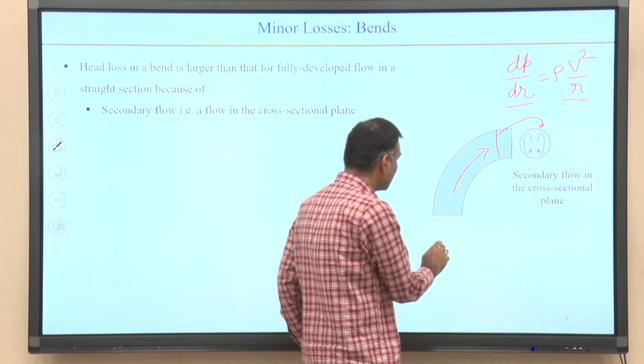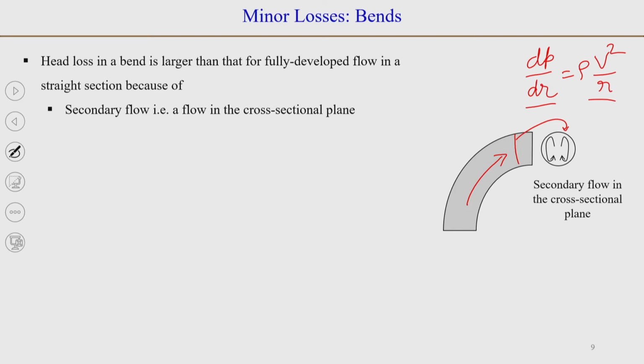Plus, when you have the flow turning, you may also have flow separation happening near the pipe wall. So, that will cause further losses. So, all that can cause bend losses. These bends can be a 90 degree turn or 45 degree or, say, a U bend where you have a 180 degree turn. Okay.